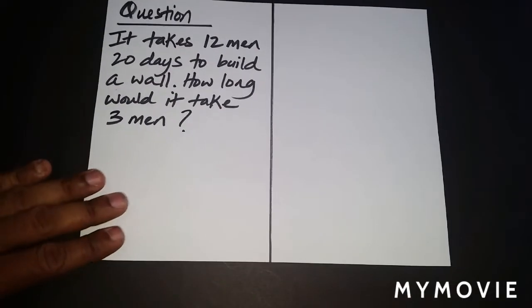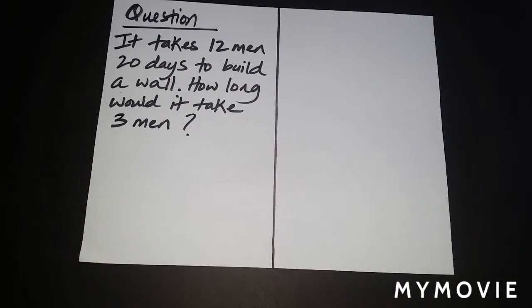Alright guys, here we have a question that says it takes 12 men 20 days to build a wall. How long would it take 3 men? Now the big question is: is this direct variation or inverse variation?